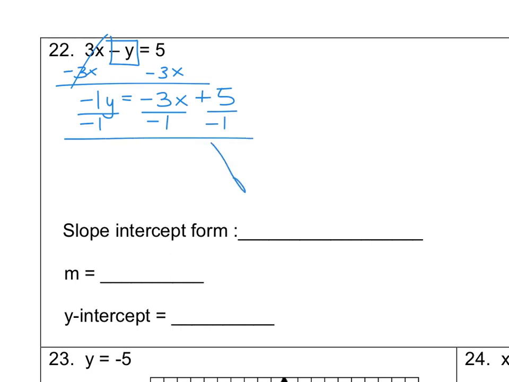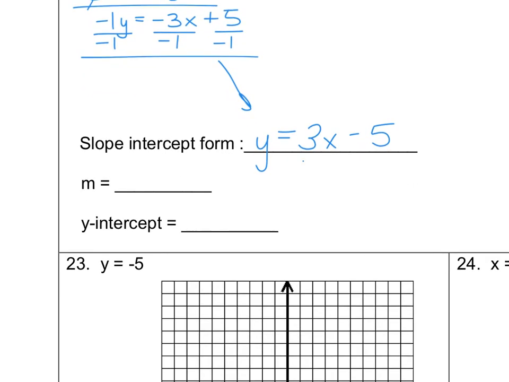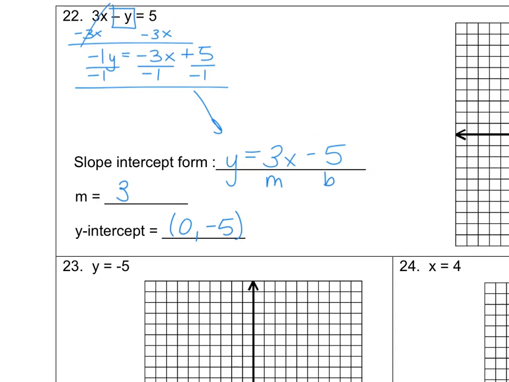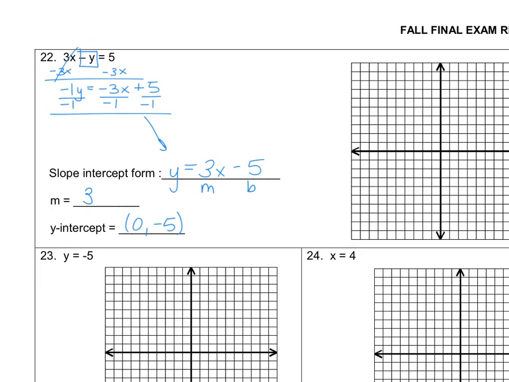When I do that, I get y equals negative by negative is a positive, so positive 3x, and then negative times positive 5 would be a negative 5. So that gives me my slope of 3 and my y-intercept as (0, -5). So we're going to use that both to get that onto my graph.